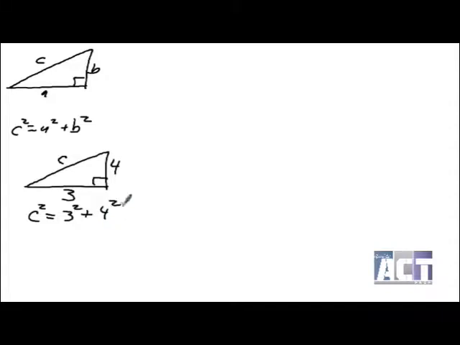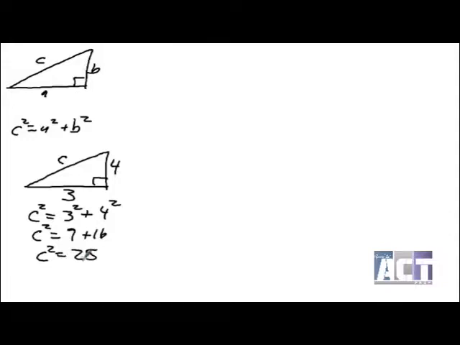What you've got to do after that is figure out what is 3 squared and what is 4 squared, which is 9 and 16 respectively. So you get c squared equals 9 plus 16. Add those numbers. You get 25. So you get c squared is equal to 25.